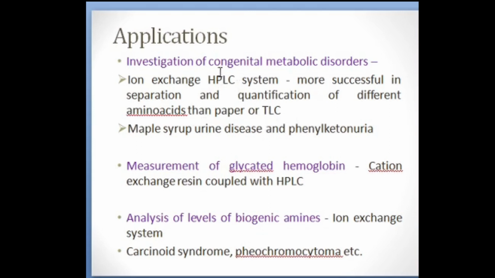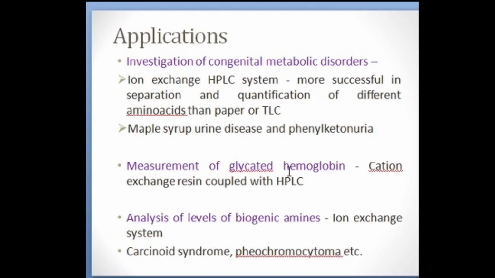As I told you, HPLC is high performance or high pressure liquid chromatography, but the principle can be different based on the different mechanisms of separation that we use. The column can be packed with different cation or anion resins, and that will give us the principle of ion exchange HPLC. Then another one is measurement of glycated hemoglobin.